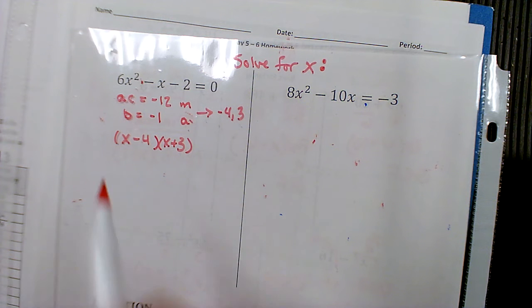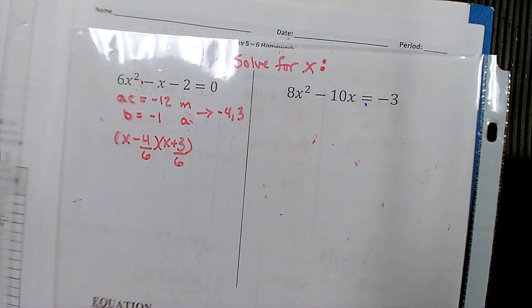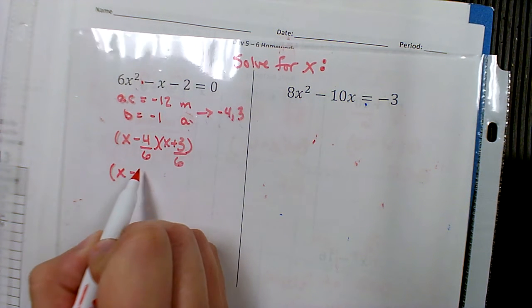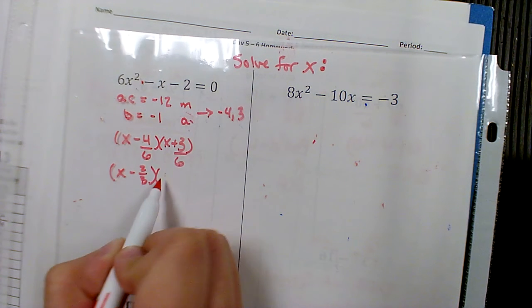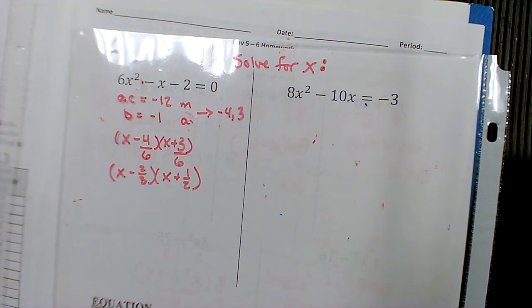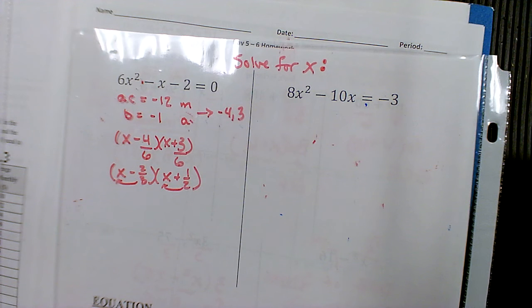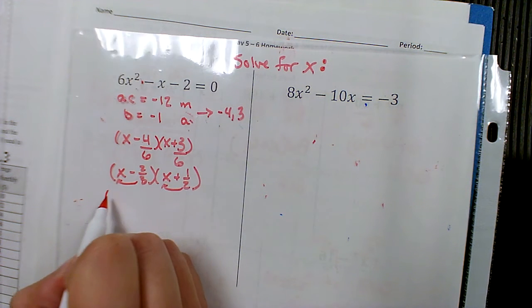Let's do the divide part. We're going to divide by the a value, which was 6. Let's go ahead and simplify those fractions. We got 2/3 and 1/2. Now comes the slide part. If you have to do that, we're going to slide out the 3 and slide out the 2, the denominators.